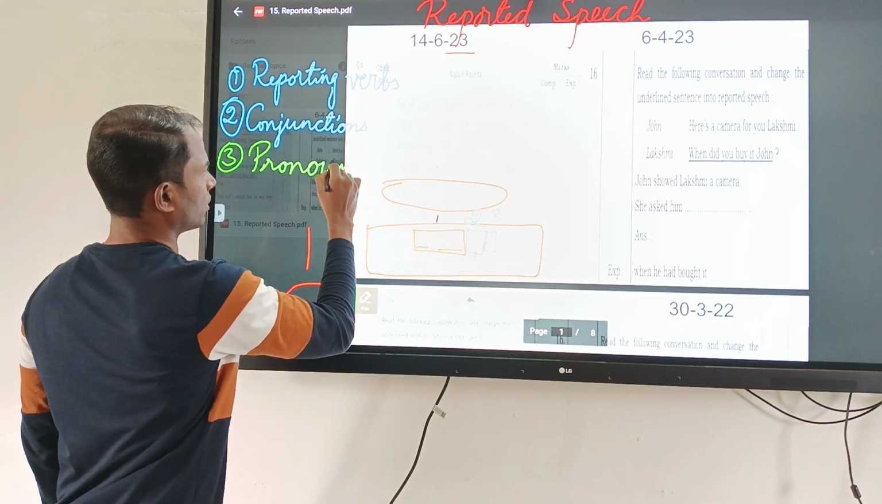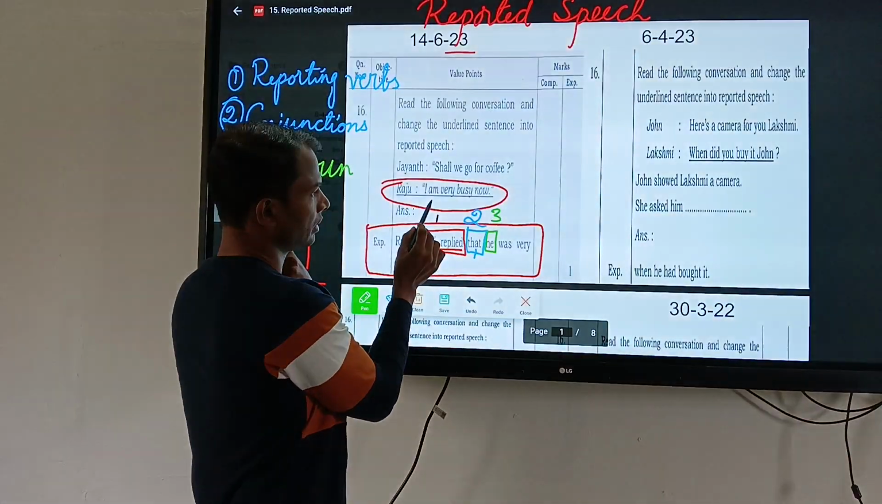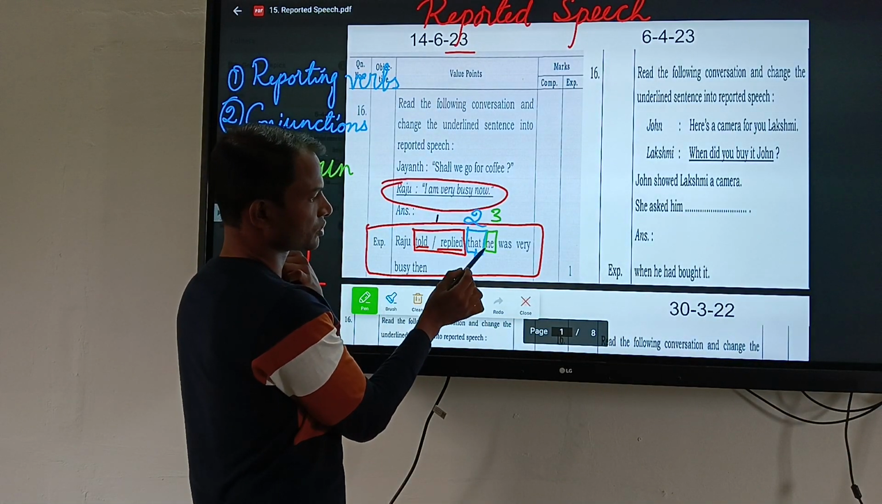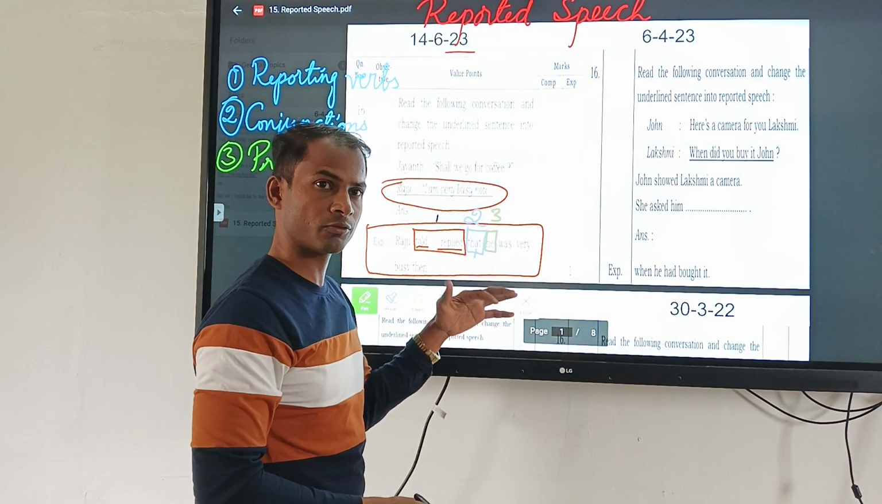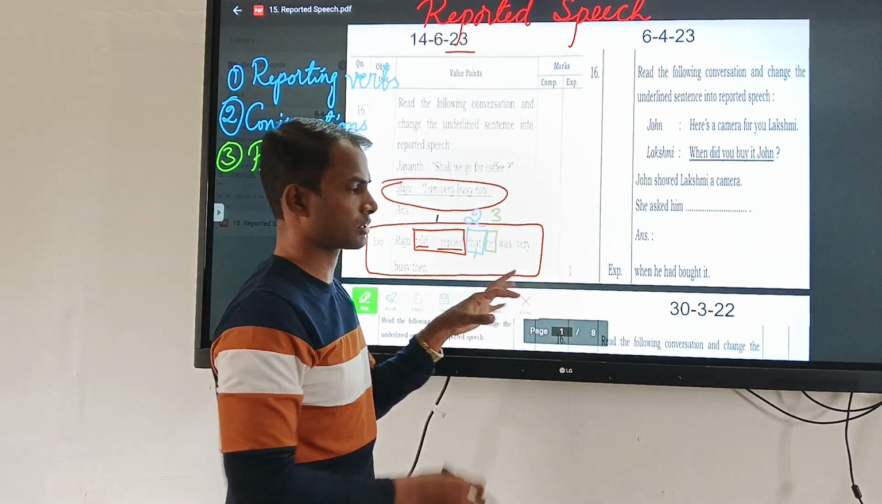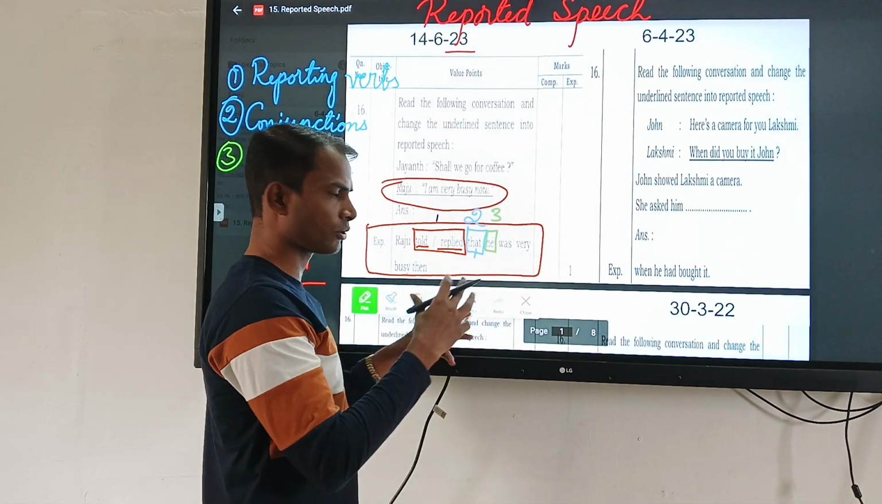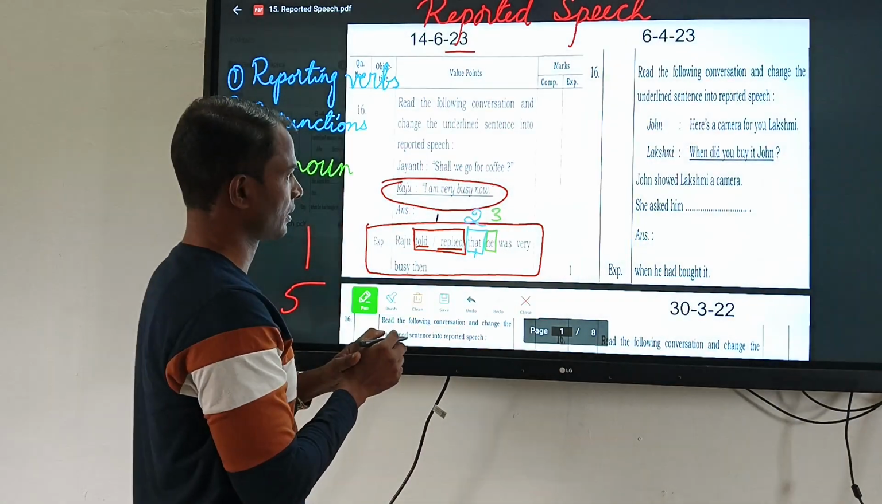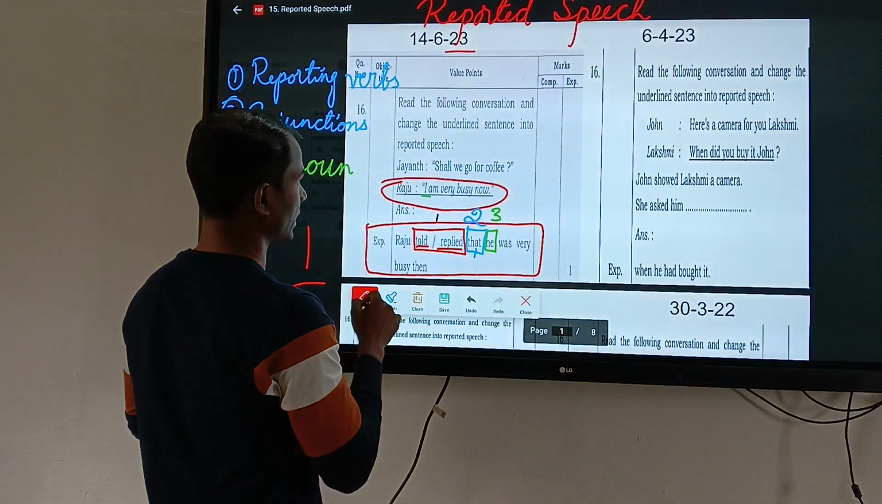What is a pronoun? I am not going to discuss the pronoun deeply, but here the first person is changed to the third person. So we need to learn about this changing of pronoun from direct speech to indirect speech. How do we change depending on the gender, depending on the person? So we need to learn about that. That is the third change. Then "I" became "he".